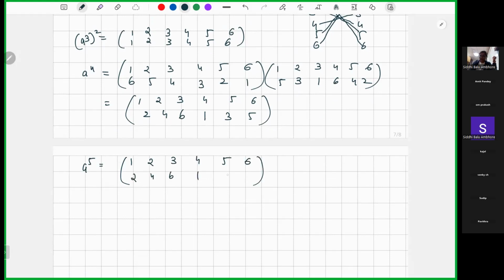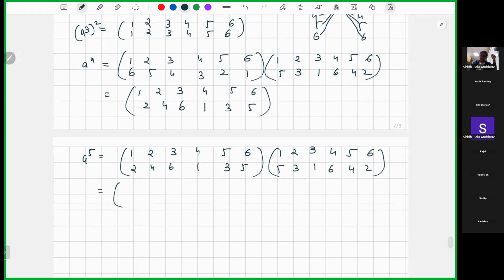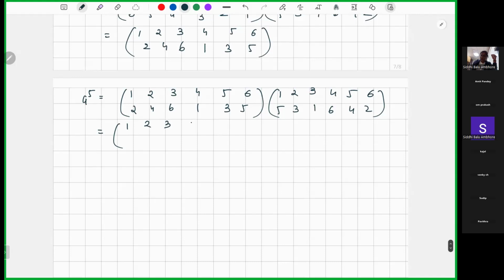2, 4, 6, 1, 3, 5. This 1, 2, 3, 4, 5, 6, 5, 3, 1, 6, 4, 2. And the final one which I need to check is 1, 2, 3, 4, 5, 6. 1 goes to 5, goes to 3. I mean, I know this. 4 goes to 6, 6 goes to 5, 5 goes to 4, 4 goes to 1, 6 goes to 2, 2 goes to. Am I making some mistake here?